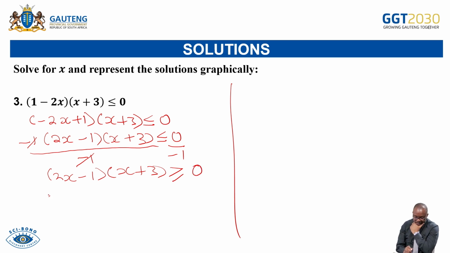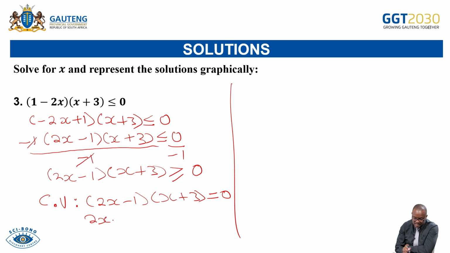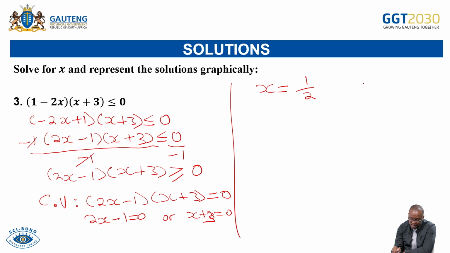Then from that case, we can get our critical values. 2x minus 1, x plus 3 is equal to 0. Then we will have 2x minus 1 is equal to 0, or x plus 3 is equal to 0. So you will find that x is equal to 1 over 2, or x is equal to negative 3. Then what will happen here? You will have your graph, which is negative 3 and 1 over 2.